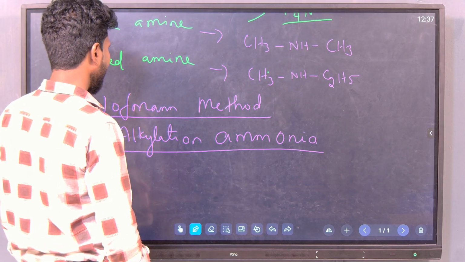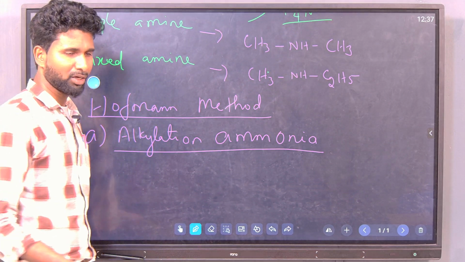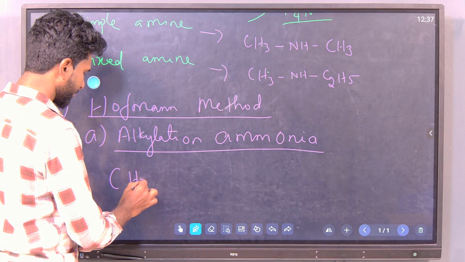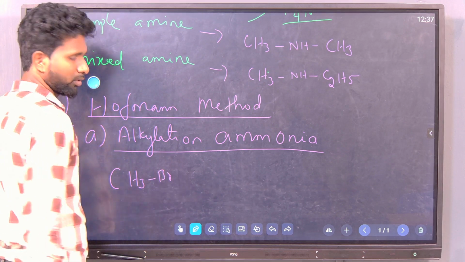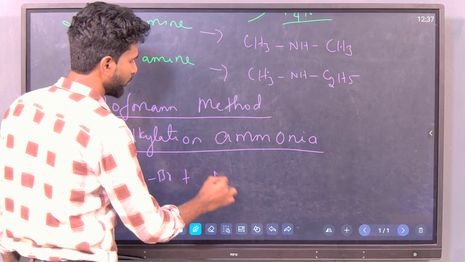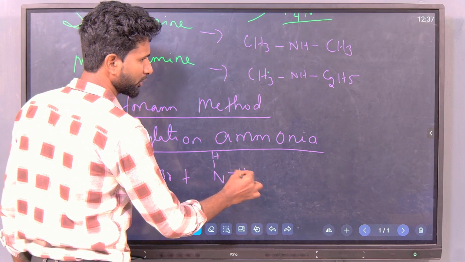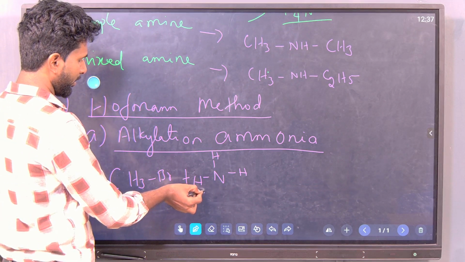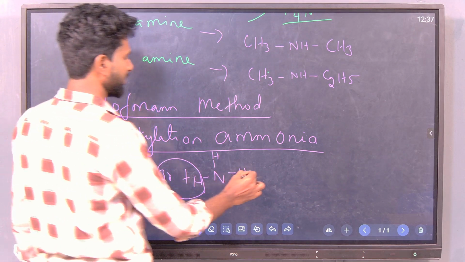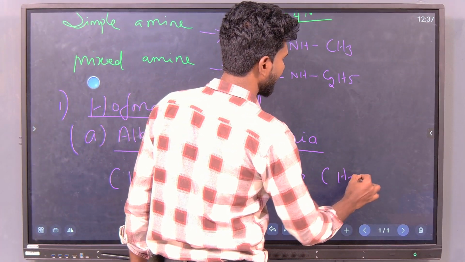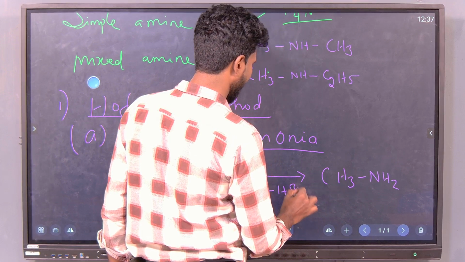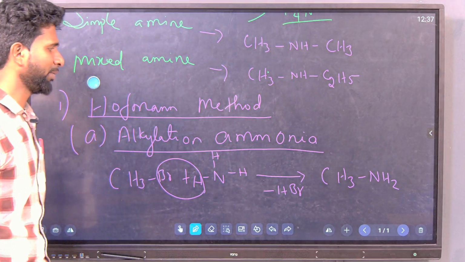Anyway, alkylation of ammonia. We take any alkyl halide, RX. For example, CH3Br reacts with an ammonia molecule, NH3. What will happen? HBr is eliminated. In the first step, we get a primary amine, CH3NH2, minus HBr. It's a primary amine.